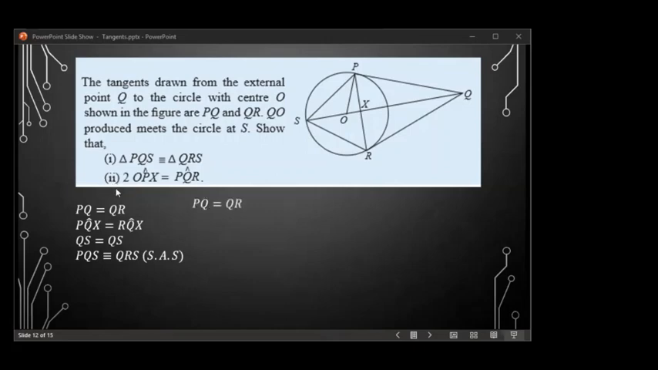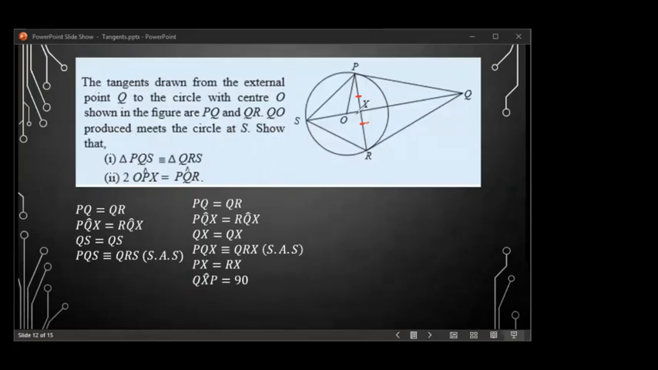So to solve part 2, I'll again consider these PXQ and RXQ triangles. I can write PQ equals QR, PQX equals RQX, and QX is a common side. So in these two triangles, two sides and one angle are equal. So you can write PX is equal to RX, because corresponding sides are equal.